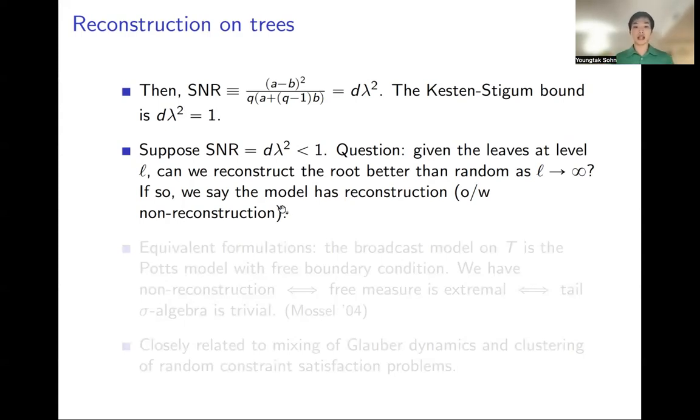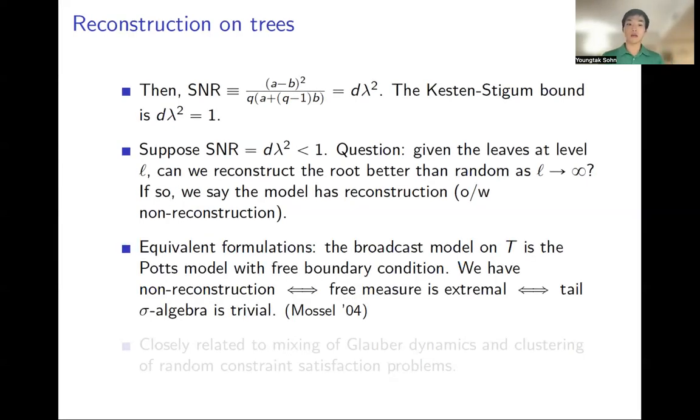If you can do better than random, we say that the model has reconstruction, and otherwise we say that the model has non-reconstruction. This reconstruction problem has many equivalent formulations and can be thought of as a problem in the theory of Gibbs measures. The broadcast model on T is just a Potts model with free boundary condition. Usually in the Potts model there is an inverse temperature beta, and one can write out the explicit relationship between beta and lambda, just a different parameterization. If one thinks of it this way, then non-reconstruction is equivalent to saying that the free measure of the Potts model is extremal. Extremal means that no convex combination of Gibbs measures gives rise to the free measure. This is also equivalent to the tail sigma algebra of this process being trivial.